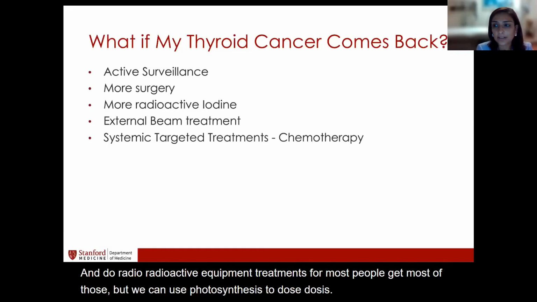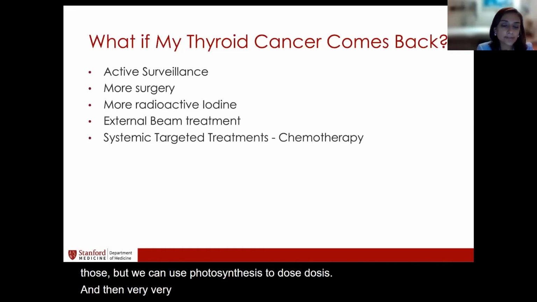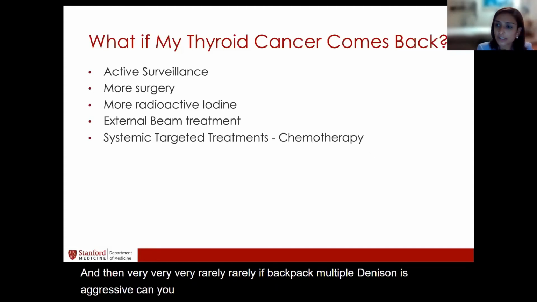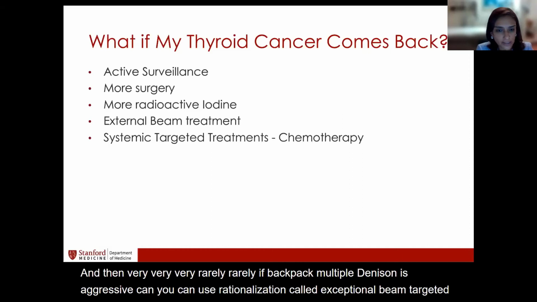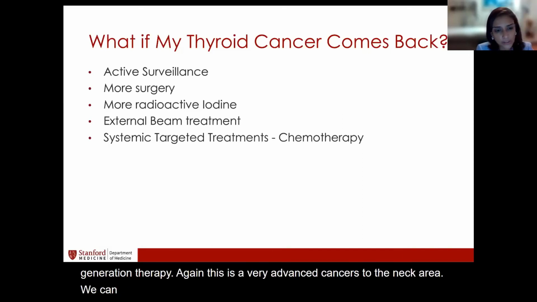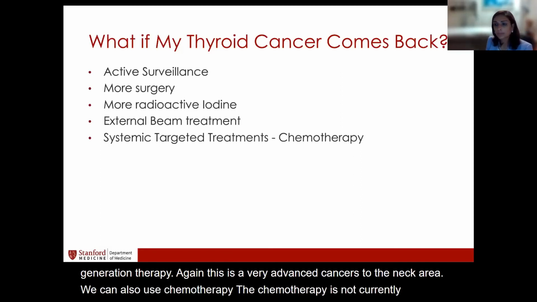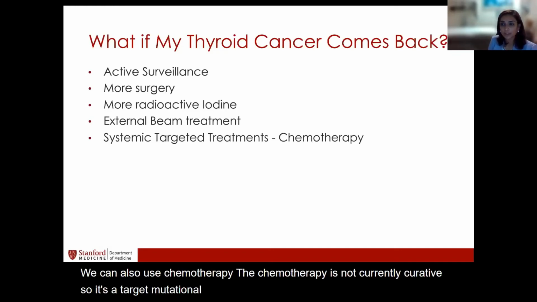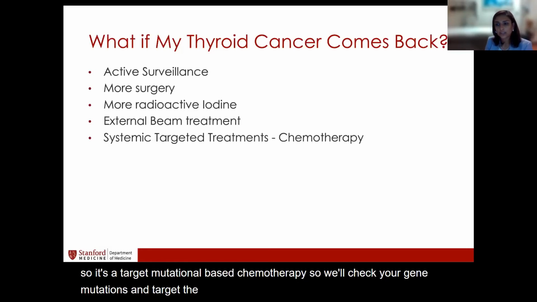And then very, very rarely, if it comes back multiple times and is aggressive, we can use radiation called external beam targeted radiation therapy. Again, this is for advanced thyroid cancers in the neck area. We can also use chemotherapy. The chemotherapy is not currently curative. It's a target mutational based chemotherapy, so we'll check your gene mutations and target the chemotherapy. But again, it just kind of controls the cancer.